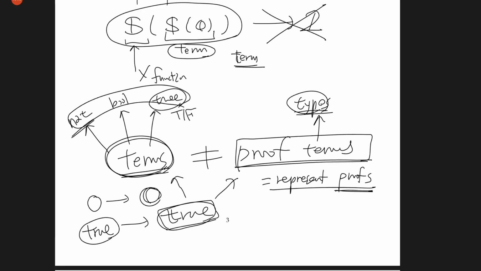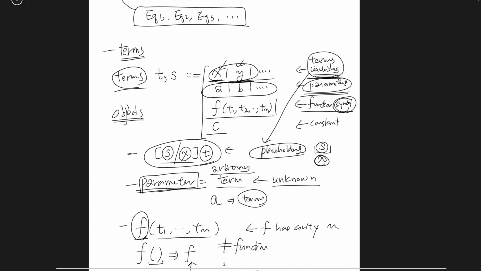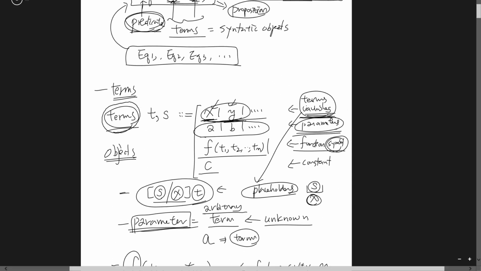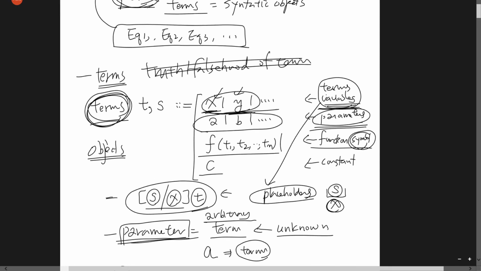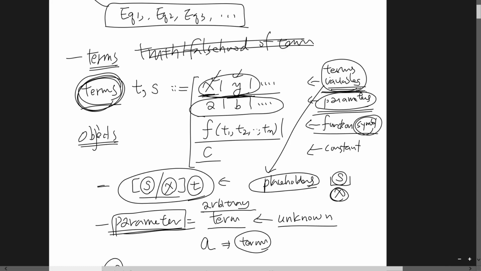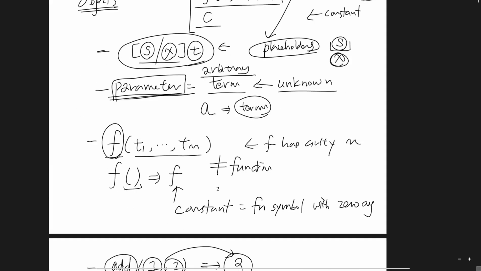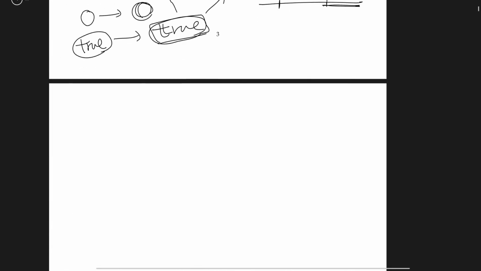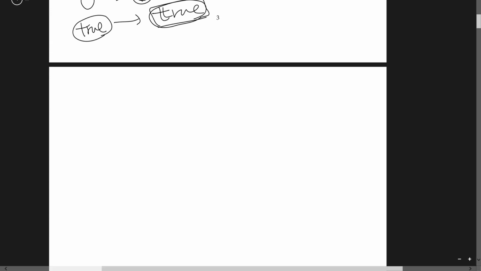So this is the definition. This concludes the definition of terms. Remember that you do not discuss the truth or falsehood of terms. You don't have this notion. Terms are just objects. Now we have the definition of terms. Now let's discuss propositions.